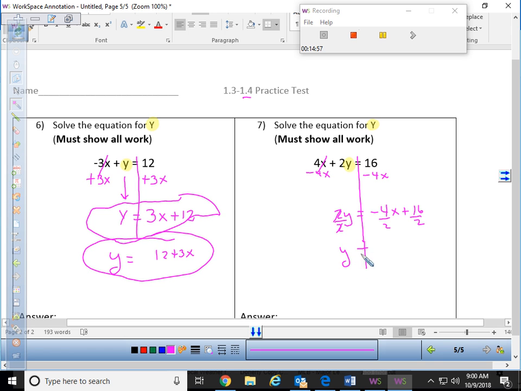So here we go. So y equals, what's negative 4x divided by 2? Well, first of all, it's going to be negative. And 4 divided by 2 is 2. So this is negative 2x. Plus, what's 16 divided by 2? 16 divided by 2 is 8. So I'm coming up with the equation y equals negative 2x plus 8. And I think I got that one right. Cool.